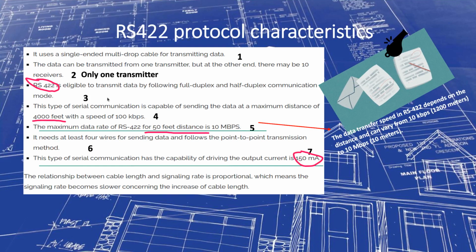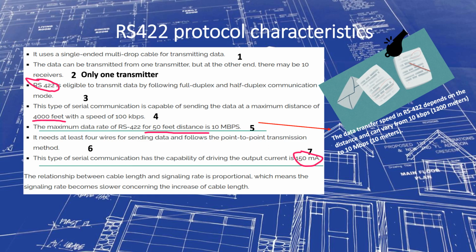It uses a single-ended multi-drop cable for transmitting data. This is first. Data can be transmitted from one transmitter, but on the other hand, there may be 10 receivers. So only one transmitter to 10 receivers. RS422 is able to transmit data in both full duplex and half duplex. Be careful, here we have full duplex and half duplex communication modes. It can be transmitted in synchronous mode and asynchronous mode.